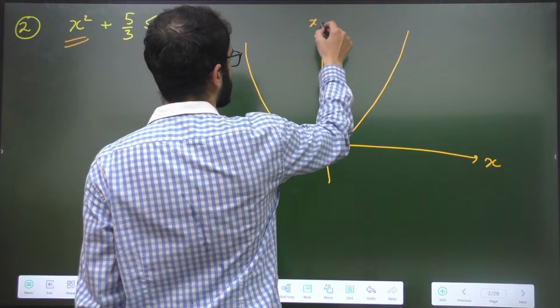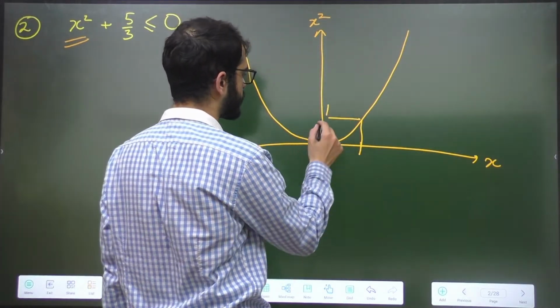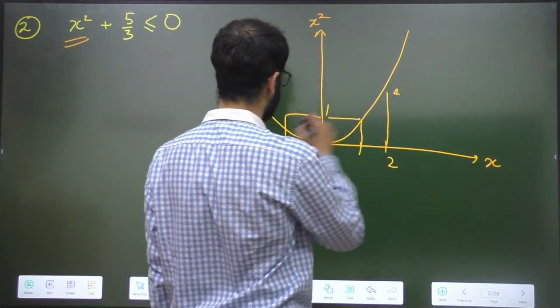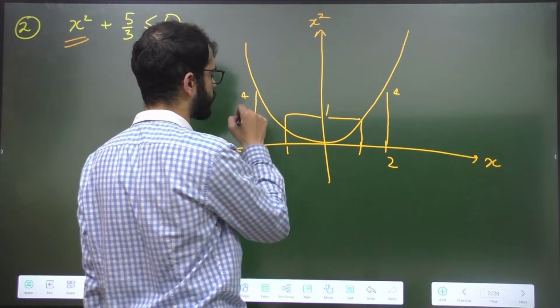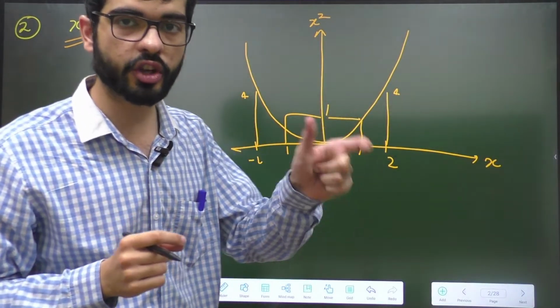This is x squared. If I put 1, what will I get? 1. If I put minus 1, I'll again get 1. If I put 2, I'll get 4. If I put minus 2, I'll again get 4. So irrespective of the sign of the input, the output is always positive.